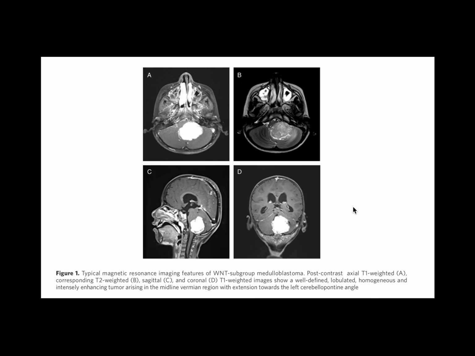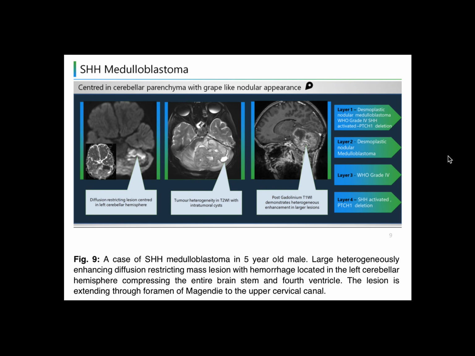A similar case of WNT type medulloblastoma. You can see the intense enhancement of the lesion, and the location which is classic in the cerebellar hemisphere towards the CP angle, extending into the midline. You can see this again in the sagittal and coronal images. So this is a classic type of WNT medulloblastoma.